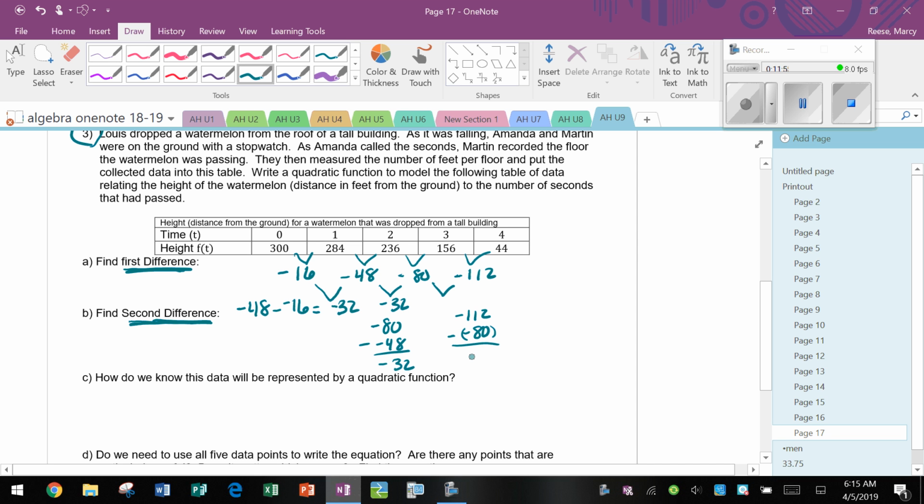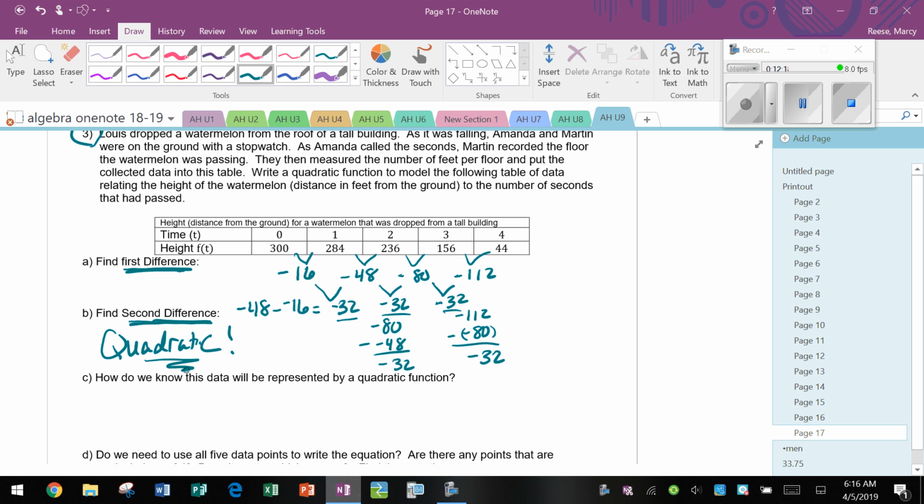Guess what you get? Yes, folks, we get negative 32. What's going on there? Negative 32 3 times. That means this is a quadratic. It's amazing. I love it. I love seeing that new test that you guys now know.